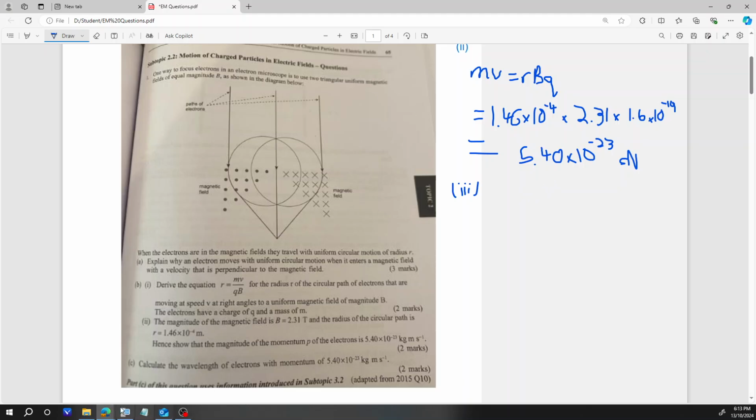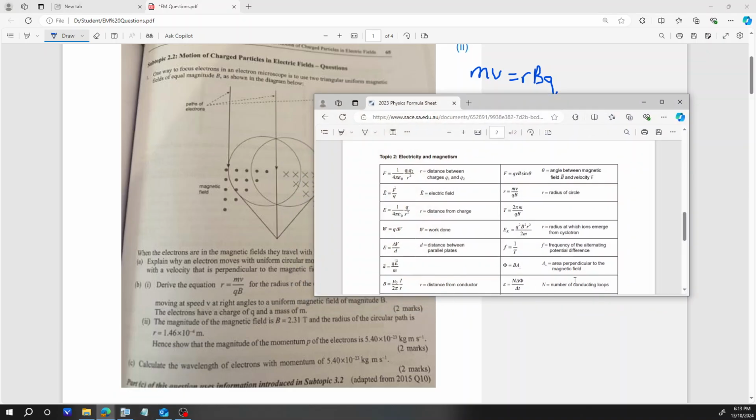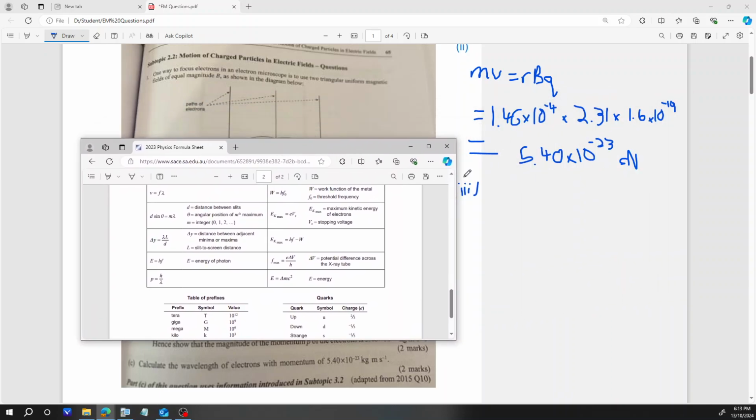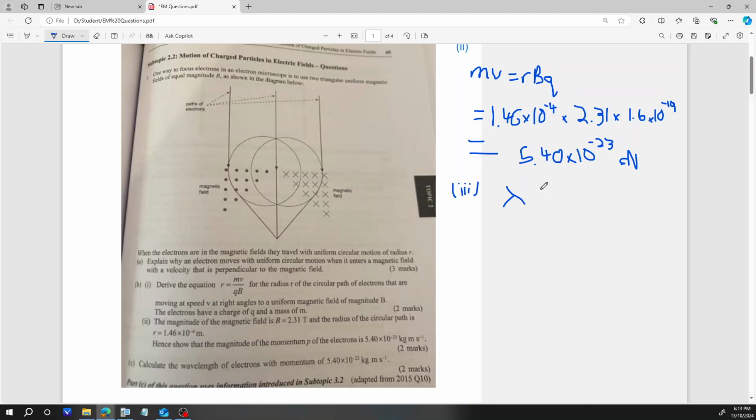A bit rusty on this. Let's remind ourselves again of the de Broglie wavelength formula. This is a rearrangement of that. We've got momentum, we just need Planck's constant. Rearrange that, so it's h on p. Lambda equals h divided by p.